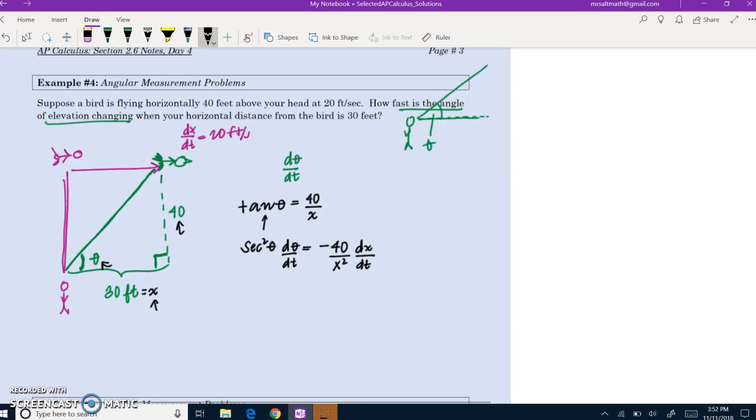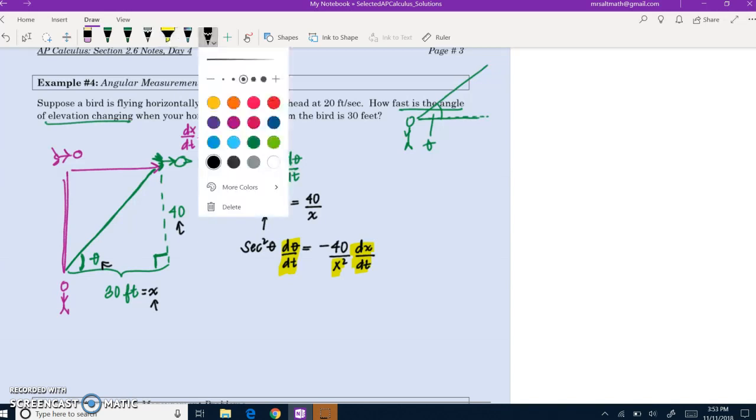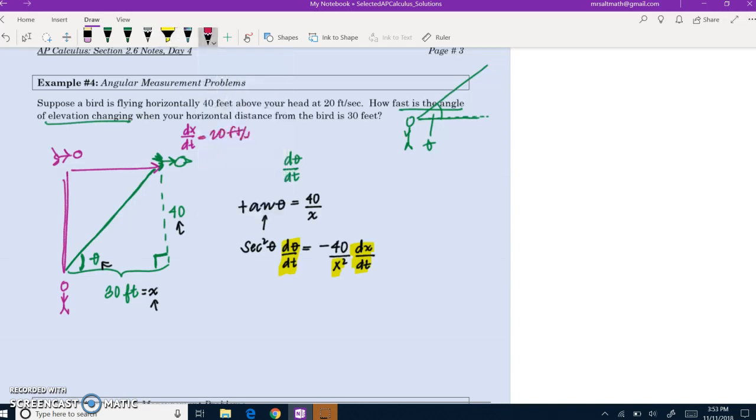Now, if we think through what we have and what we need to solve for, we're ultimately trying to solve for d theta dt. That's our goal. We have x, that's the value of 30 feet that we're given, and we have dx dt, that's how quickly the bird is moving horizontally away from us. So the one value that we don't have in order to solve for d theta dt is the actual value of theta. But we can definitely get that using our original expression.